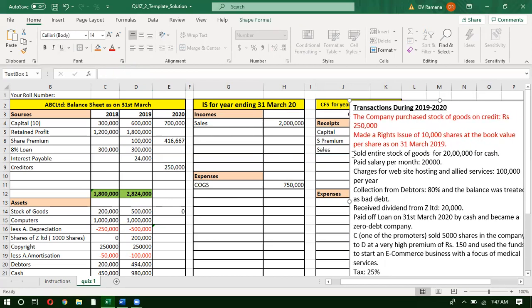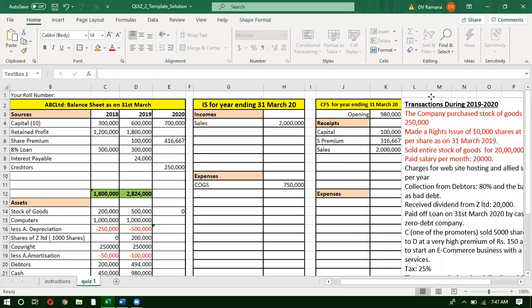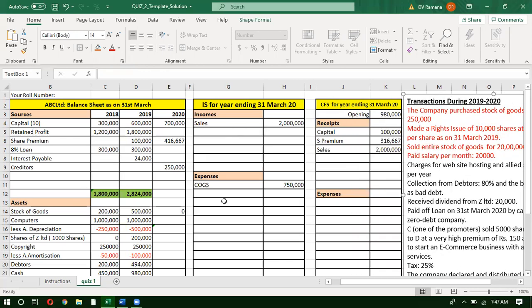Then they paid a monthly salary of 20,000 during this period. And this is an accounting period of 1 year. So therefore, the salary will be 240,000, an expense and a payment.